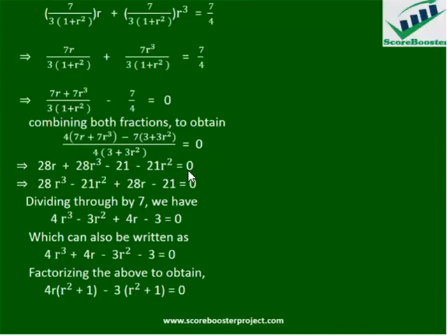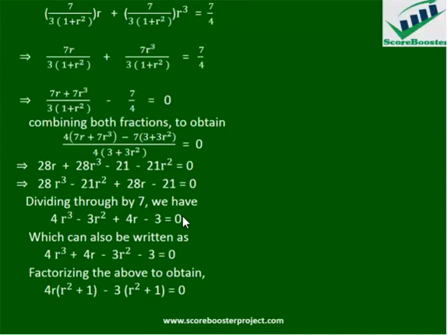So now we rearrange from the highest power of r. The highest power here is the cube, which is 28r cubed. Then the square power, minus 21r squared, plus 28r, minus 21. Here we can see that all these are multiples of 7. So we can divide through by 7. If we divide this by 7, we have 4r cubed minus 3r squared plus 4r minus 3. And if you divide 0 by 7, we also have 0.